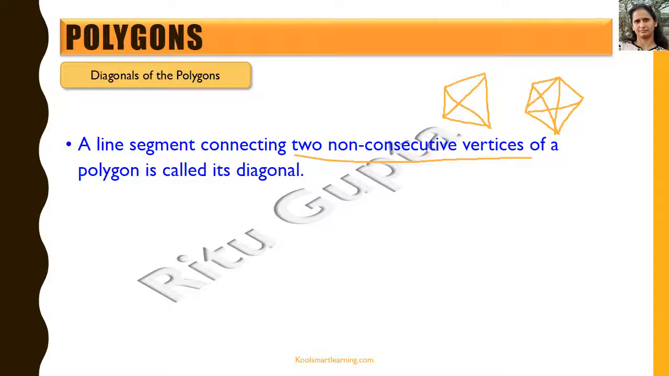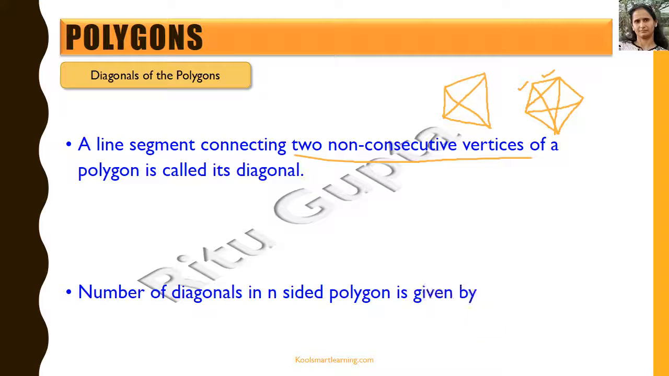Now the consecutive vertices are joined to form the sides of the polygon, and the non-consecutive vertices connected together form the diagonals of the polygon, and the number of diagonals depends upon the number of sides of the polygon. So now we'll see the relation between the number of sides of the polygon and its diagonals. That formula is n(n-3)/2. This formula gives us the number of diagonals that can be formed in any n-sided polygon.